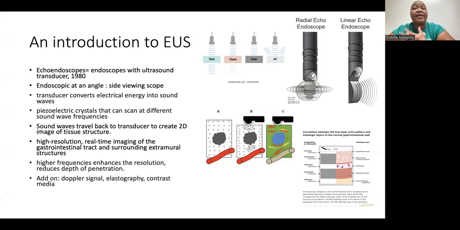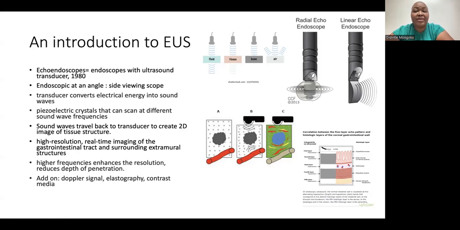This information comes back to the transducer, and it is then reconstituted to create a 2D image of the tissue structure. And so once the ultrasound waves have gone into a tissue and come back to the transducer, you get an ultrasonographic image of what you're looking at through the wall of the GI tract or just outside of the wall.